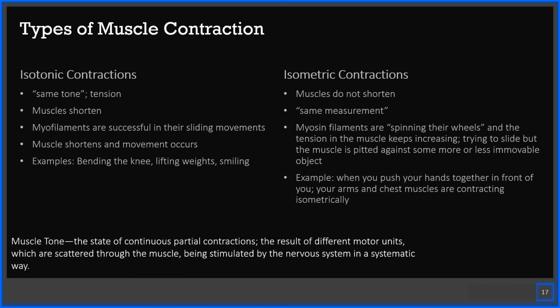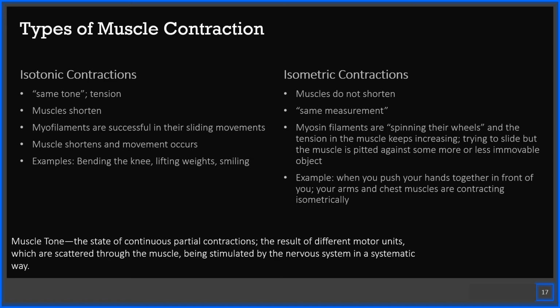Now let's talk about the types of muscle contraction. So we have isotonic versus isometric. Isotonic literally means same tone or tension. Muscles will shorten, and myofilaments are successful in their sliding movements. Muscles shorten and movement occurs. Examples would be bending your knees, lifting weights, smiling.